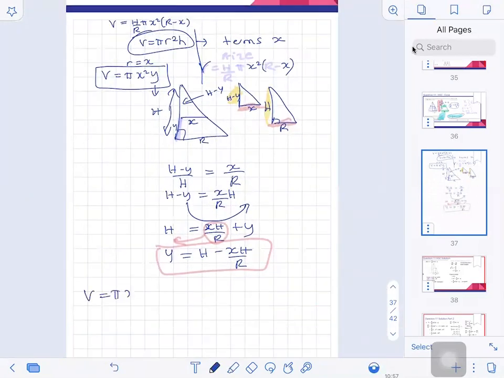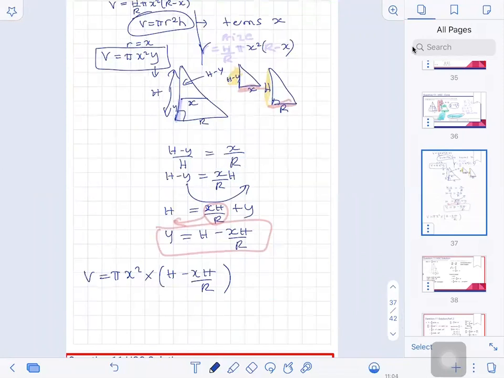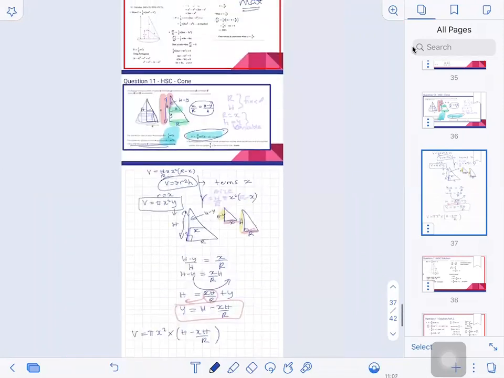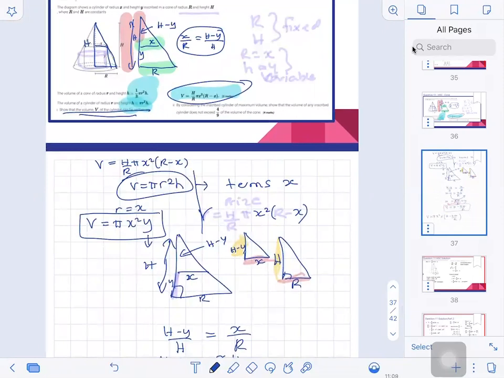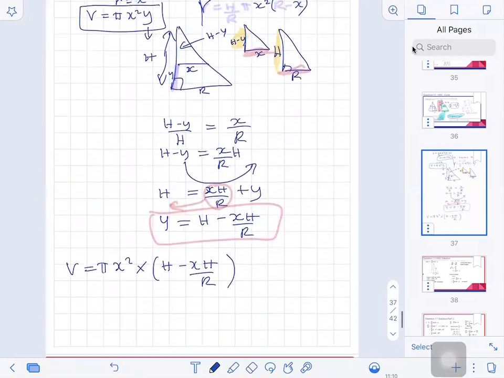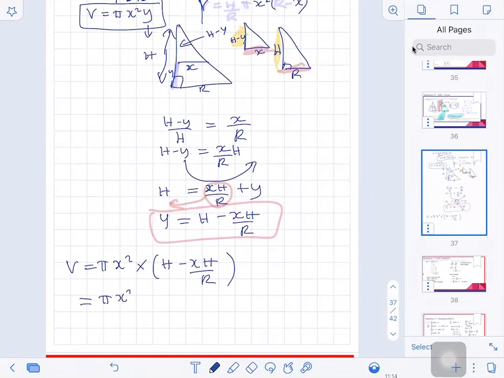We have V equals r squared, x squared, h minus x h on r. And I'm just looking at my prize to see what I'm trying to get. We've got h on r pi r squared. Okay, so I can see from here, I can take out the h. And the other thing I need to do is get a common denominator. So that's going to be r. 1 times r, so it's going to be r minus x on r, which is pi x squared h.